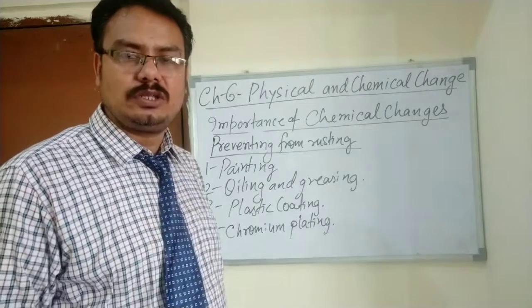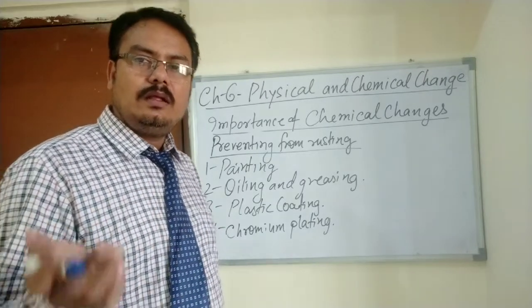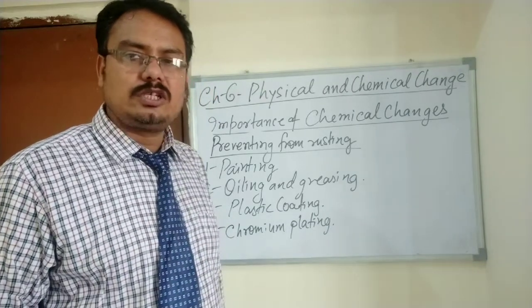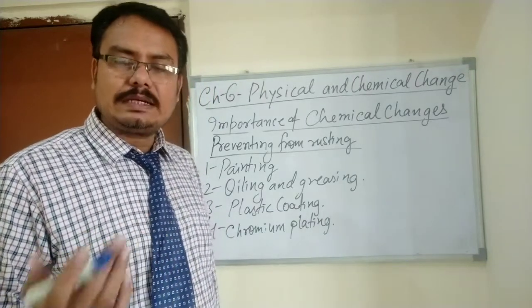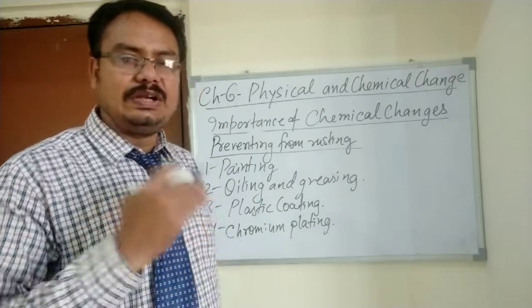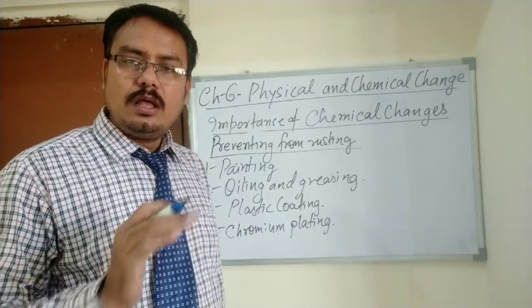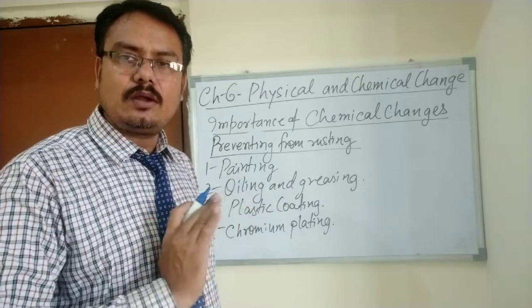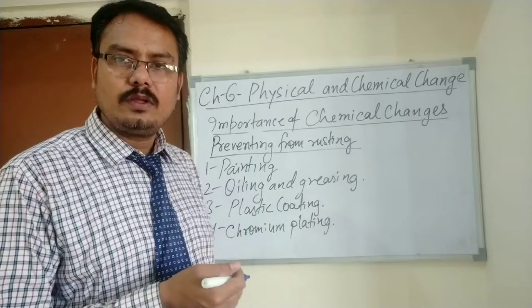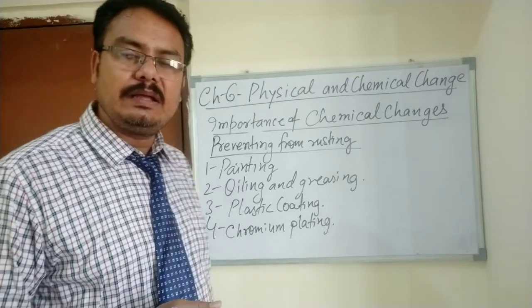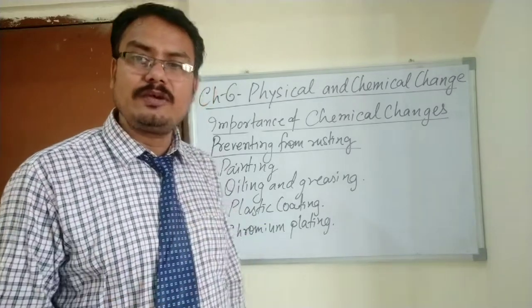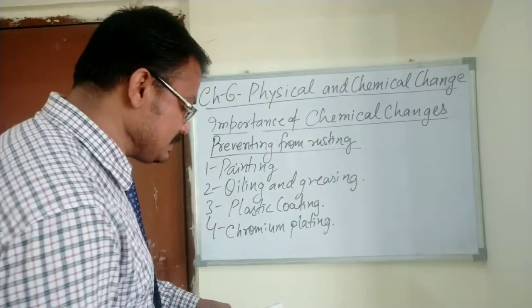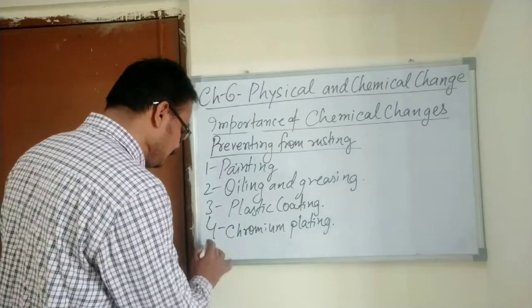surrounding that iron object, so that when the object comes in contact with the moisture air, no rusting will take place. Why? Because that iron object is not getting direct contact with the moisture air, because between these two, the iron and the moisture air, there is a coating layer of chromium plating. So by applying the chromium plating method, we can save the iron from getting rust. Next is, student, galvanizing by zinc. Just now I have told you galvanizing.